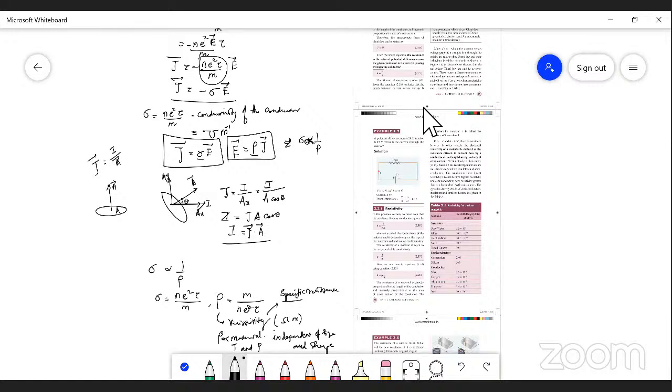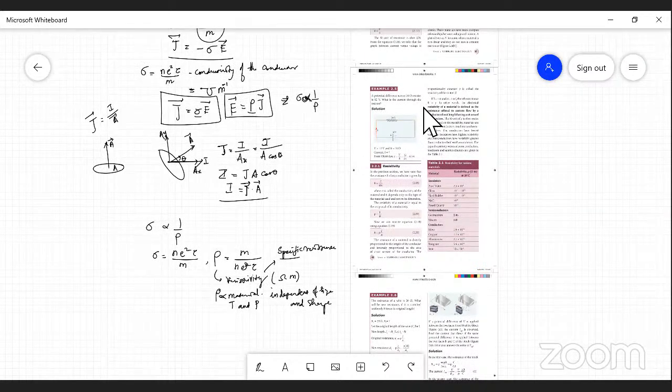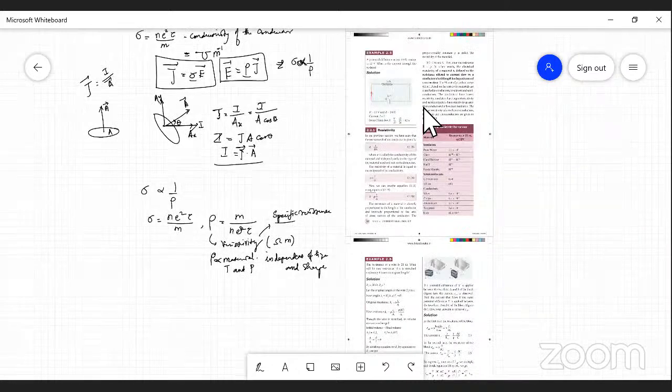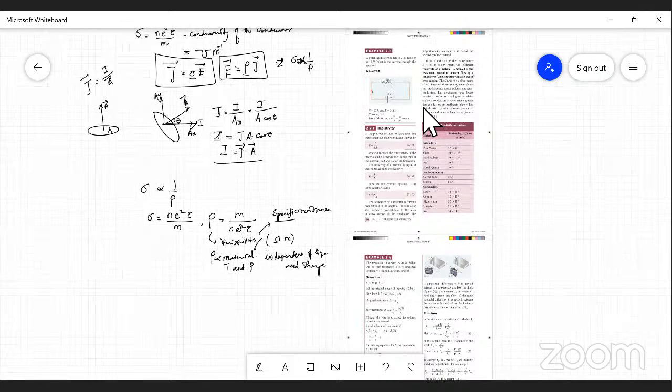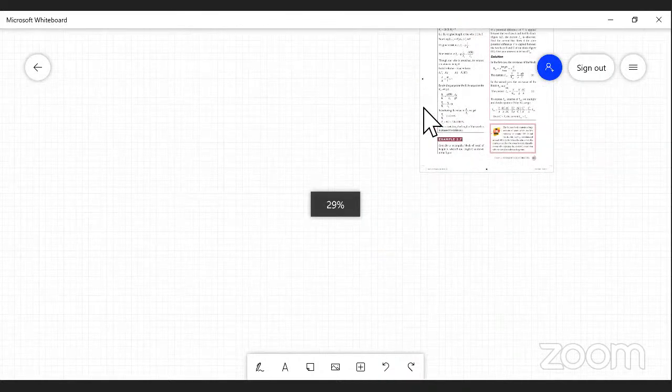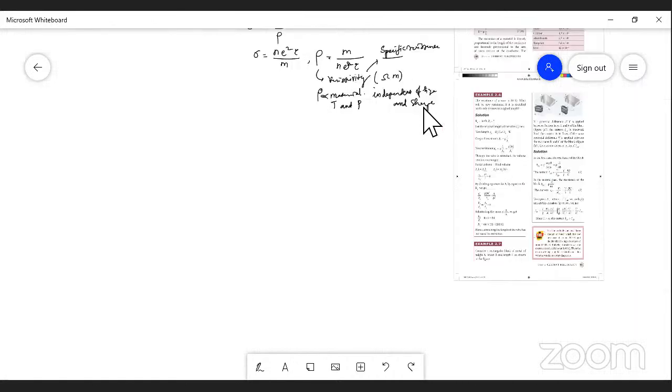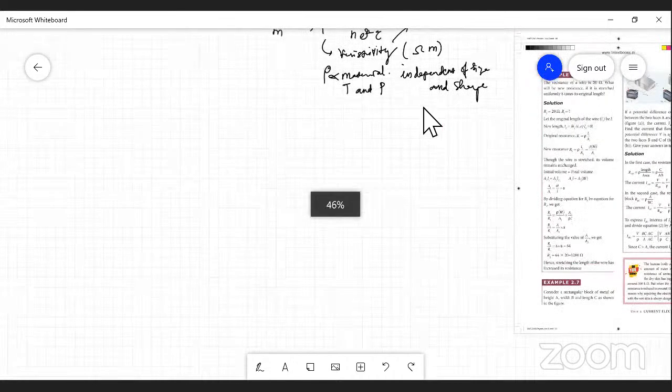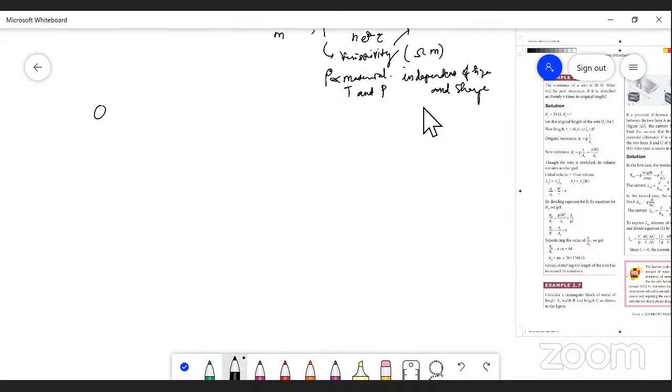Right. Next, we shall go on with the macroscopic model of electric current, which is nothing but Ohm's law. So I can continue here. Macroscopic model of electric current, which is nothing but Ohm's law. We shall now speak about Ohm's law.